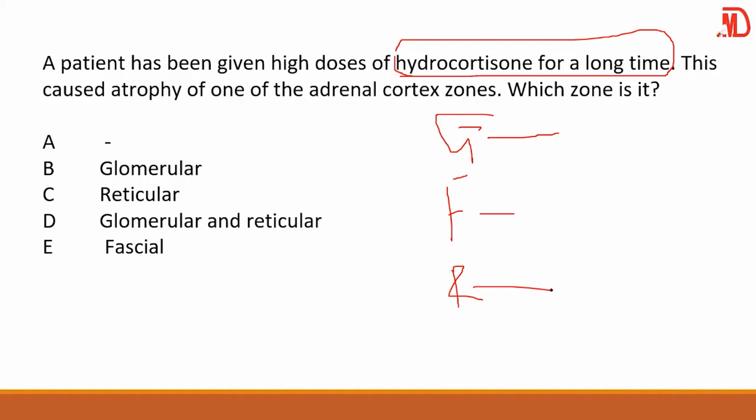So you see, G refers to salt. F, cortisol, is more or less like sugar. Then if you enter inside, we have the sex hormones. So basically, that is just how it is. So your answer here is what? Now if this person has been given a high dose of hydrocortisone, this causes atrophy of the adrenal cortex. So which zone? Of course, fasciculata. So your answer is E. Fasciculata.